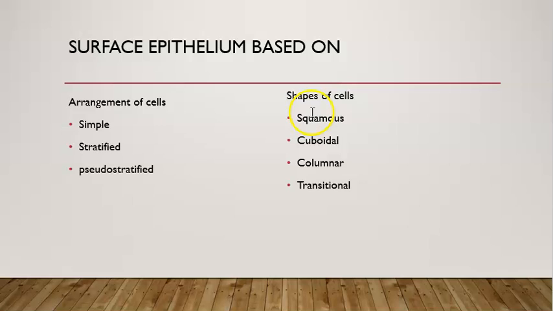Next, the criteria is the shape of cells. If the shape of the cells is flat, then it is called squamous. Cube-shaped, cuboidal. Column-shaped, columnar. And if the shape of the cells is varying or changing according to the elasticity of the lining of that epithelium, it is called transitional. Transitional means changing. So I will explain this with a figure.